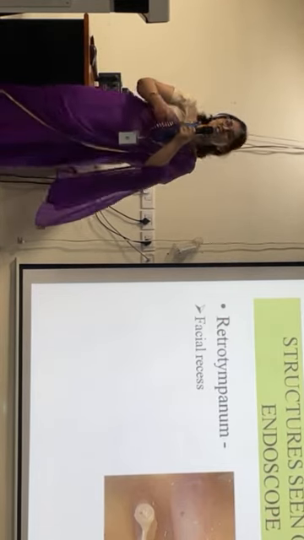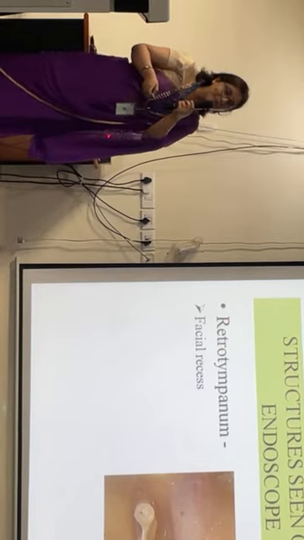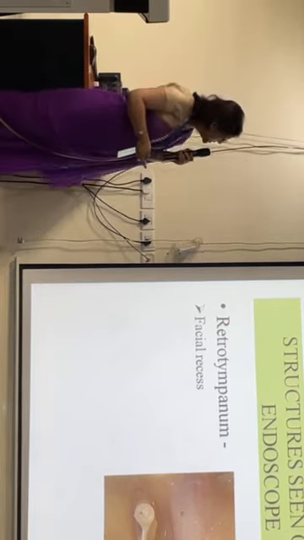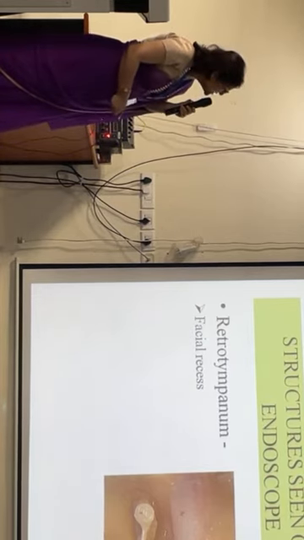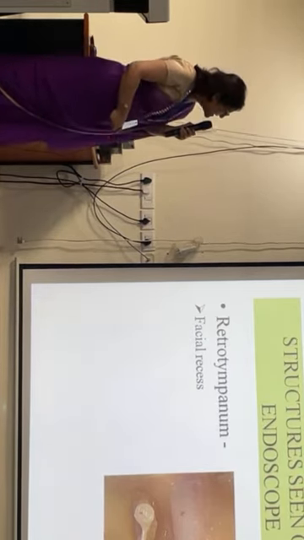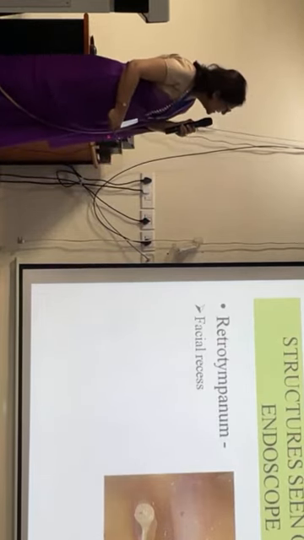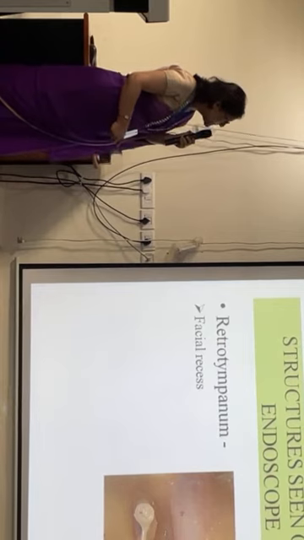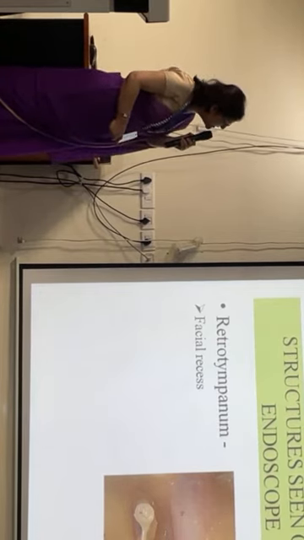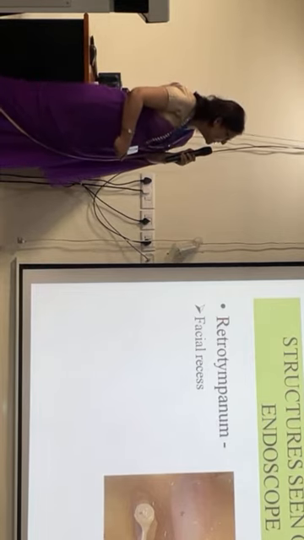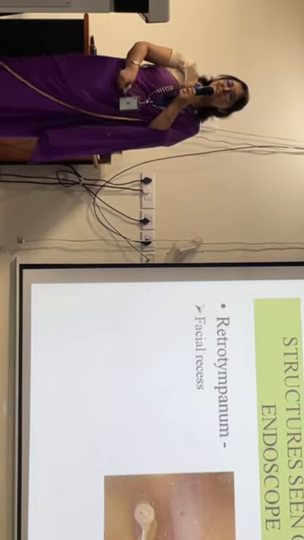What are the various structures that are better seen on endoscopy rather than with a microscope? Talking of the retrotympanum, here is a beautiful picture of the endoscopic examination of the retrotympanum, where we can see the facial nerve and the facial recess area. If we have the facial nerve in view, we can clearly remove the disease, remove the cholesteatoma with better confidence.